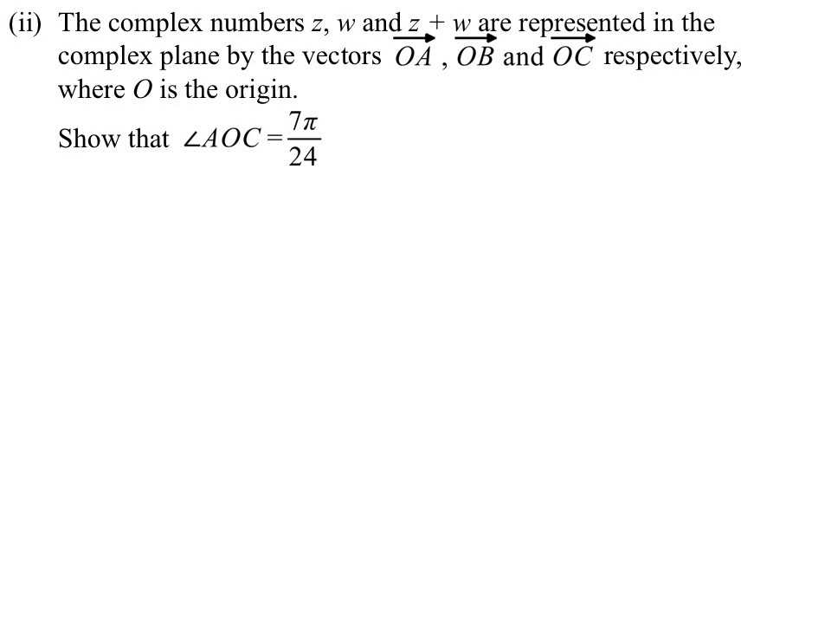Z, W and the complex number Z plus W are represented in the complex plane with vectors. Show that angle AOC is 7 pi on 24. Well, I need to draw a diagram here to get my head around what they're doing. Z is over there. W would be in the second quadrant.